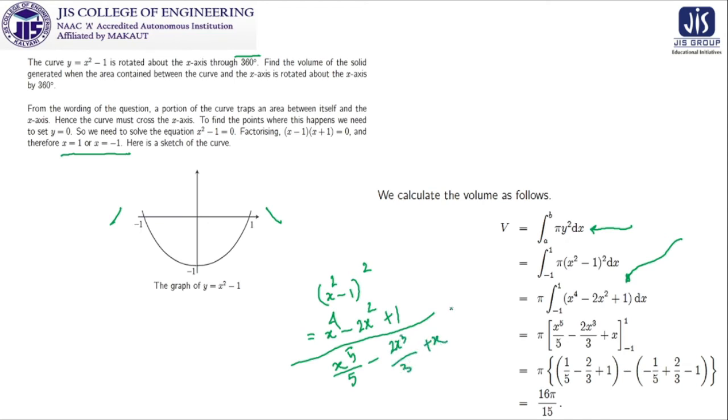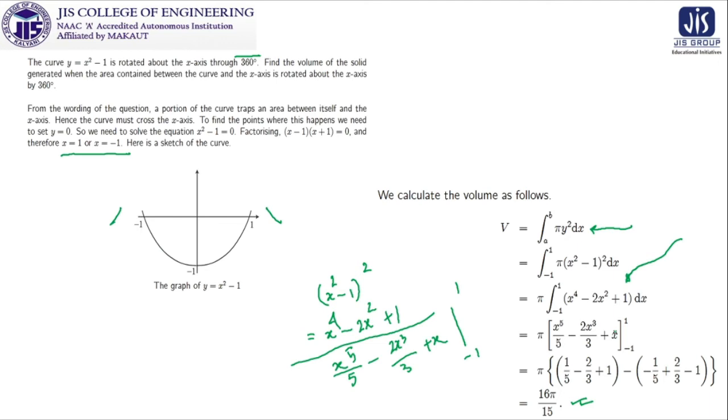After that, what is left? Your substitution of minus 1 and 1. So if you substitute 1 first, then you will get 1 by 5 minus 2 by 3 plus 1, then minus, then you will substitute minus 1 over here, and as they are all odd powers, the signs are reversed, and after that simplifying you will get the result as 16 pi by 15.